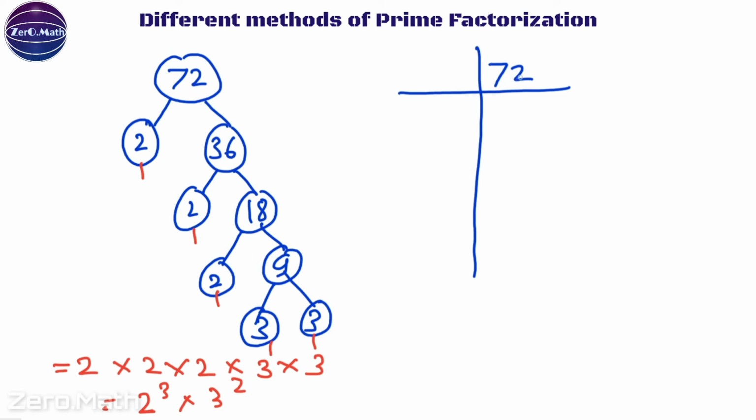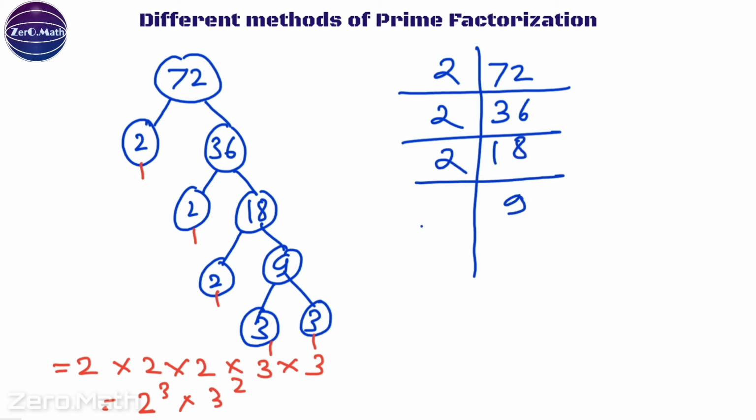Let's find the factors of 72 using the upside down division method. So 72 has two factors, 2 into 36. Then 2 into 18, 2 into 9, and 3 into 3 is 9. So we have got all the prime numbers here. So the factors will be the same. And in exponential form, we can represent it as 2 raised to power 3 into 3 raised to power 2.